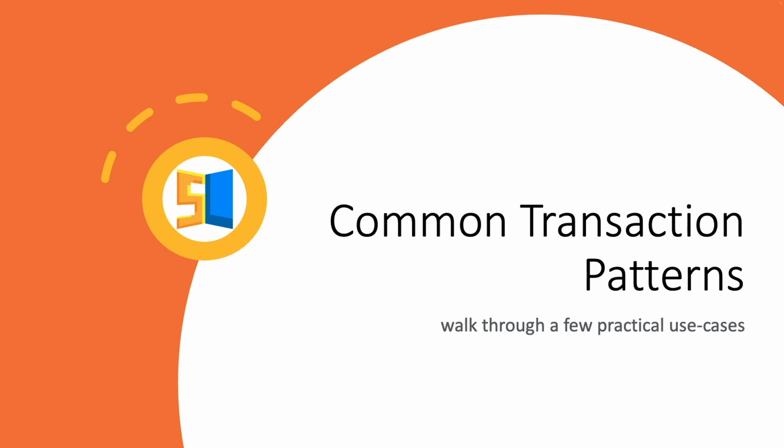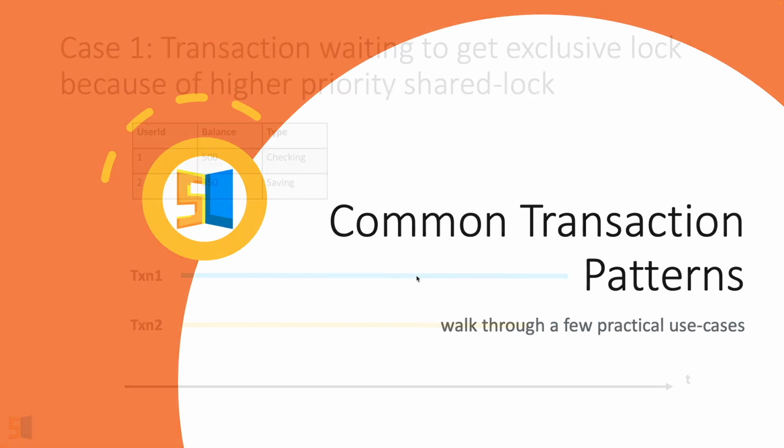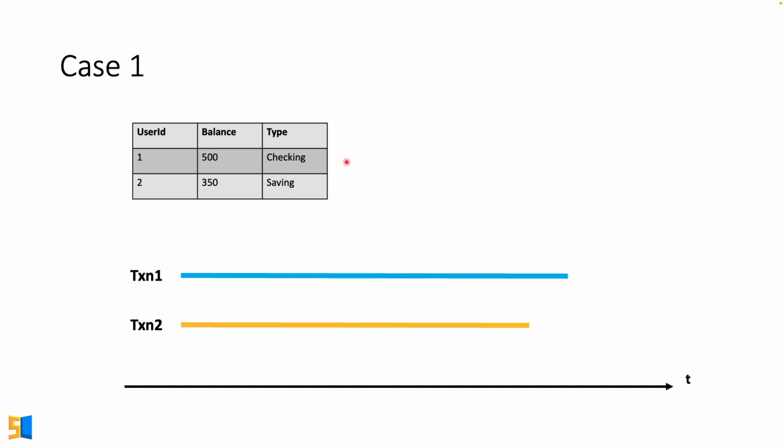Now let's check common transaction patterns that can happen. We will walk through a few practical use cases. Let's check case 1. I have an accounts table with 3 columns: user ID, balance, and type. We are going to use this table for all our cases.